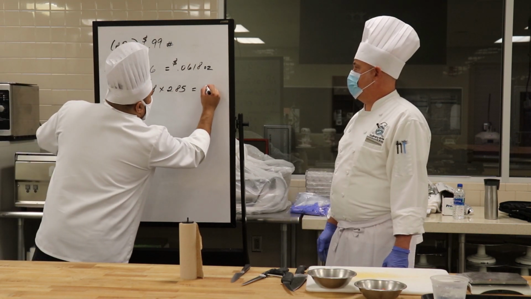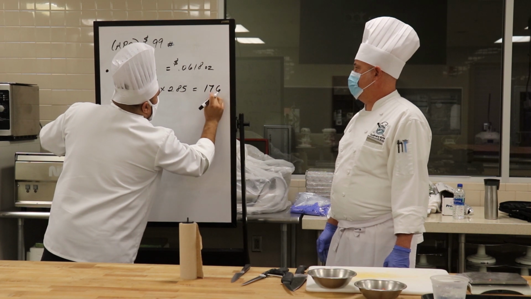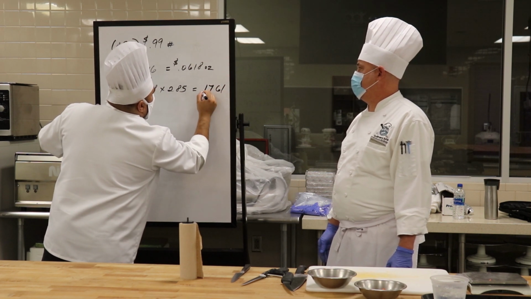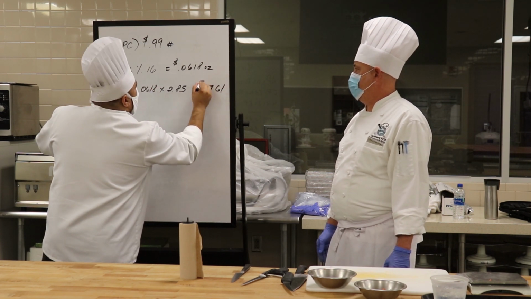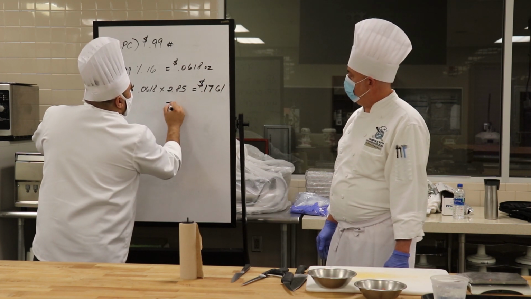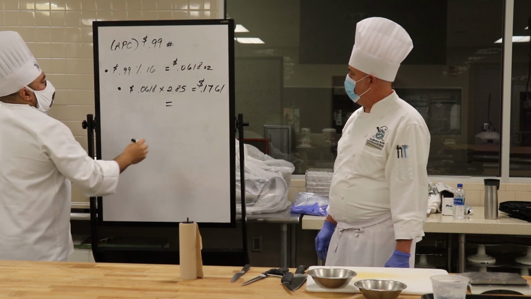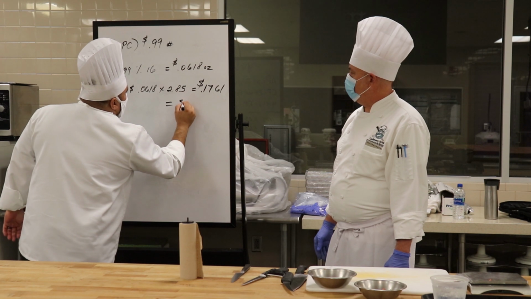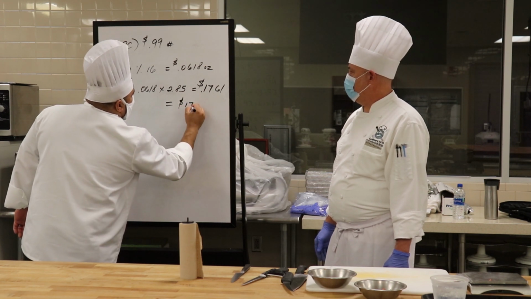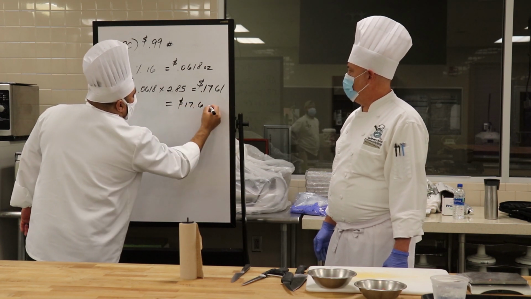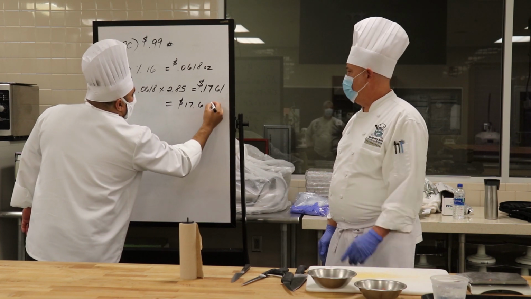So the APC ends up being 17.6 cents. Or what? Okay. 17.61. So we want it to be... No. Yeah, so 17.6 cents for one tomato.